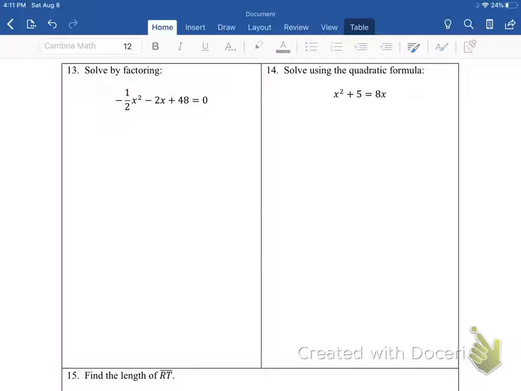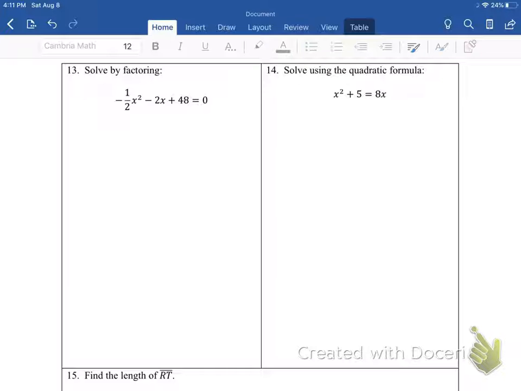Okay, this is number 11, 13, 14, and 15 in the diagnostic test, last set. So these two equations are quadratic equations, and the first one we're going to solve by factoring. But I noticed that negative 1/2 sitting there, and I don't want to deal with that. So how do you deal with fractions in your equations?